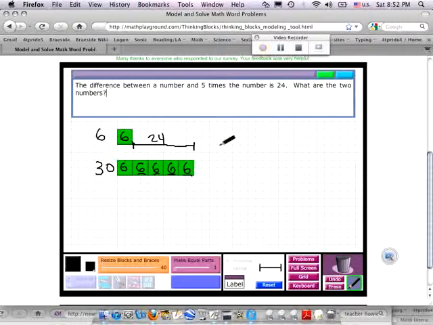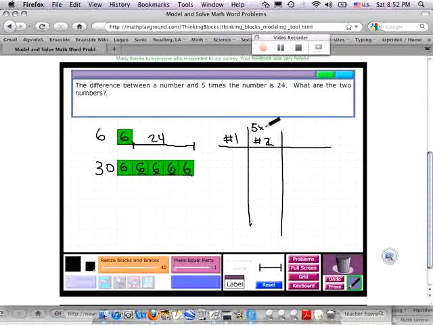Now, if you use the table, you would put number 1, and number 2, which is 5 times number 1. And the difference, because that's when you know you found your answer, is 24. And once again, I'm having some difficulty writing. But you could try it.